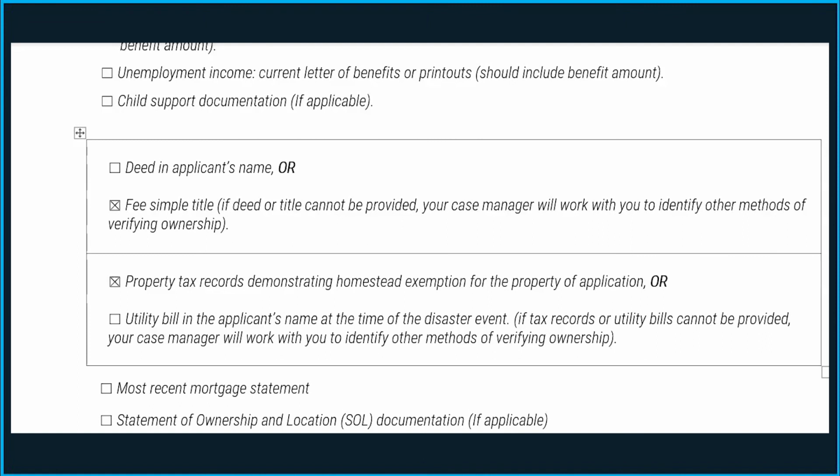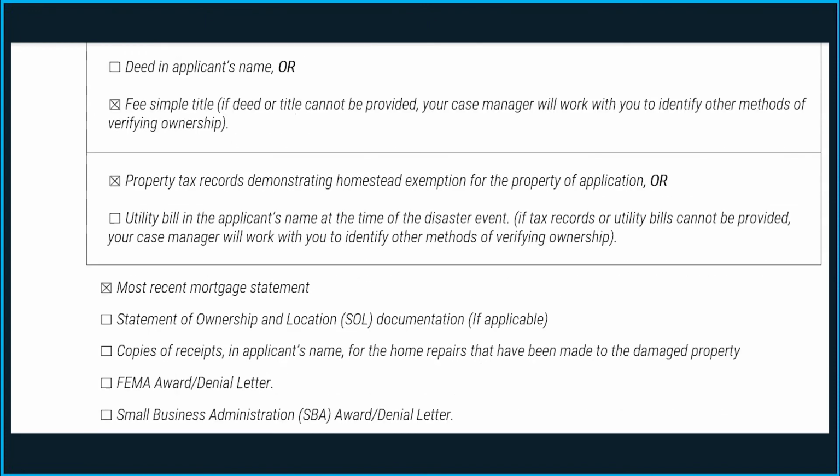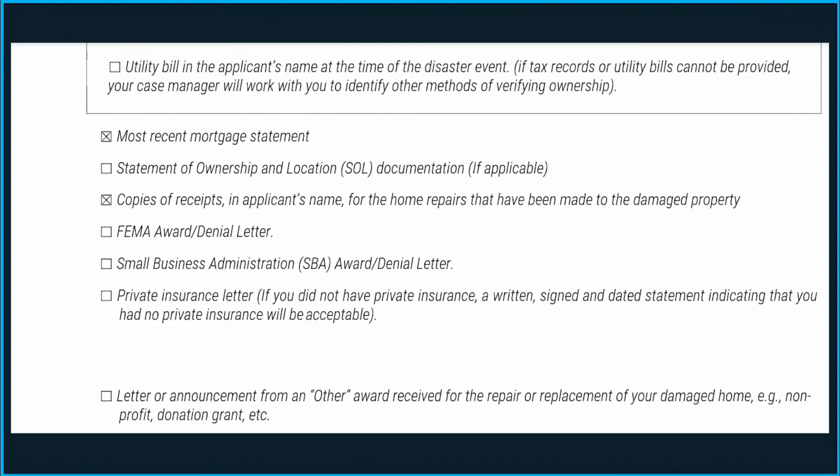The applicant will need to provide the most recent mortgage statement, if applicable, a statement of ownership documentation, if applicable, copies of receipts in the applicant's name for home repairs that have been made to the damaged property, if applicable. Award denial letters demonstrating the amount of duplication of benefits should be attached, such as FEMA award or denial letter, the Small Business Administration award or denial letter, private insurance letters, letter or announcement from any other award received for the repair or replacement of the damaged home.